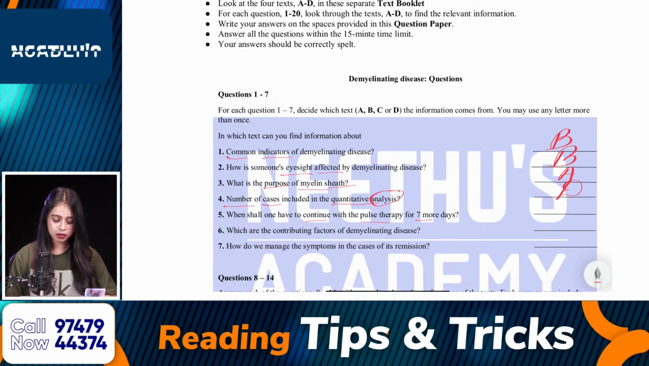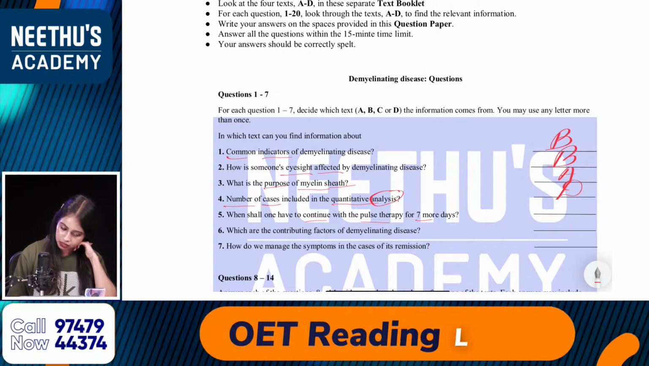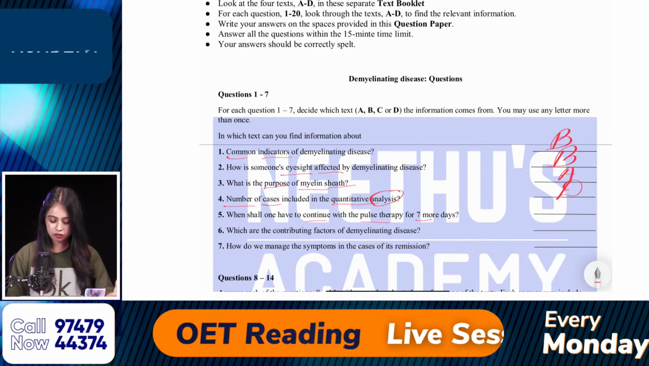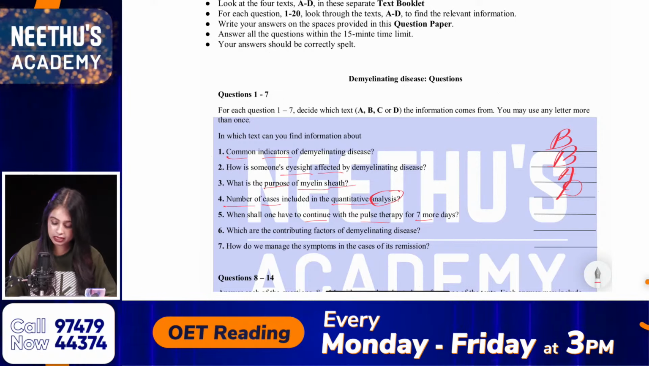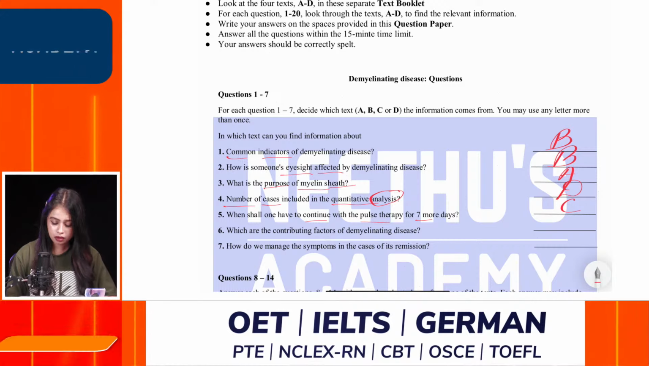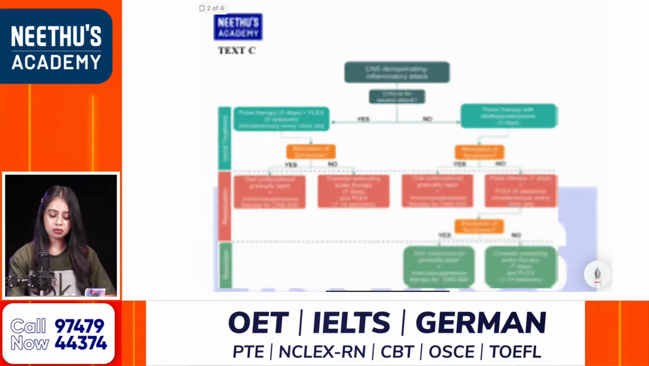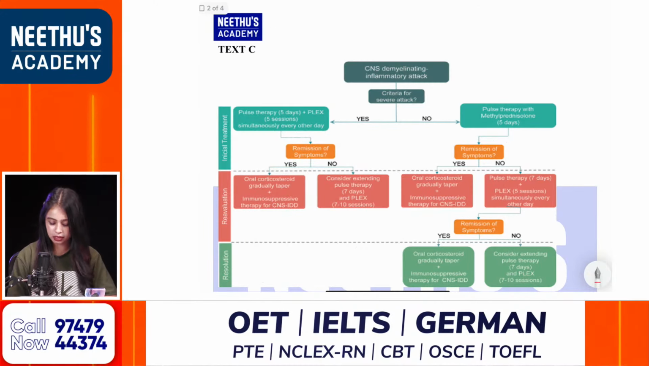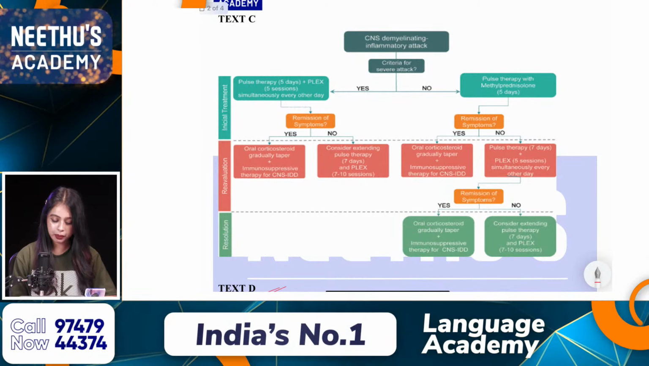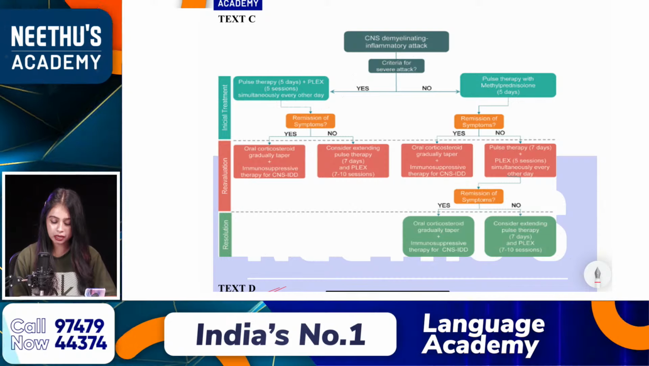Okay, so fifth one, your answer is C, right? Okay, Roshna, yes, Papadi, Anu, Jisa, Divi, Nelsie. Very good. So the answer is C. So why is it C? 7 more days, the number of days is mentioned. So pulse therapy, where is pulse therapy mentioned?